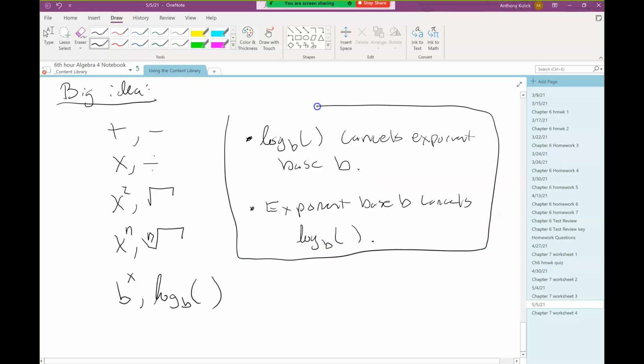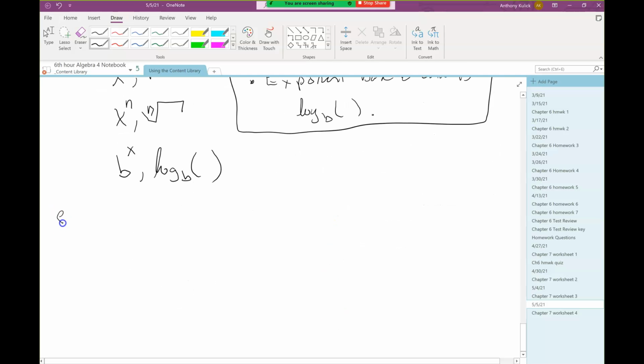So what we have here is that log base b would cancel an exponent base b. An exponent base b will cancel log base b. Just like adding 5 is going to cancel out subtracting 5, or dividing by 7 is going to cancel out multiplying by 7, or the 7th power is going to cancel out the 7th root. Is everybody okay with that idea? For that analogy anyways? Let's look at some specific examples here.